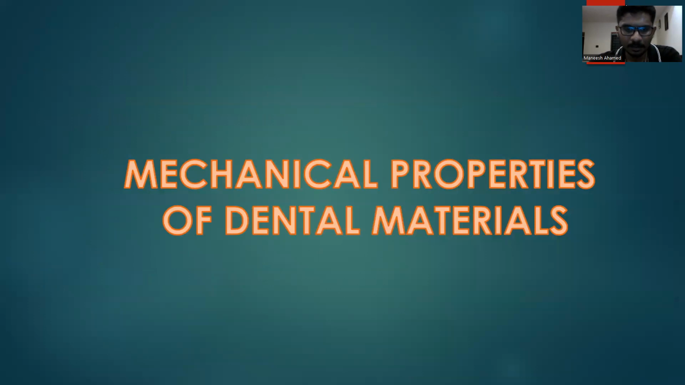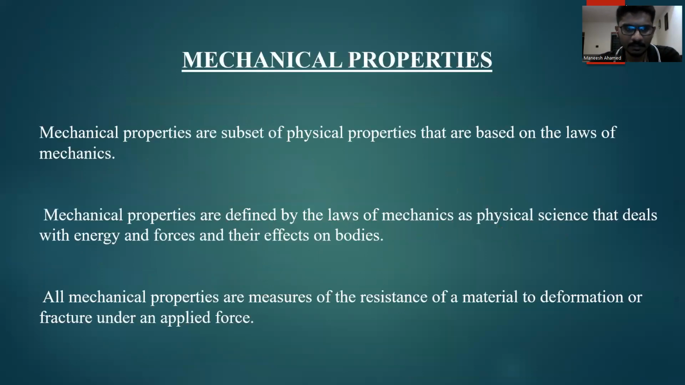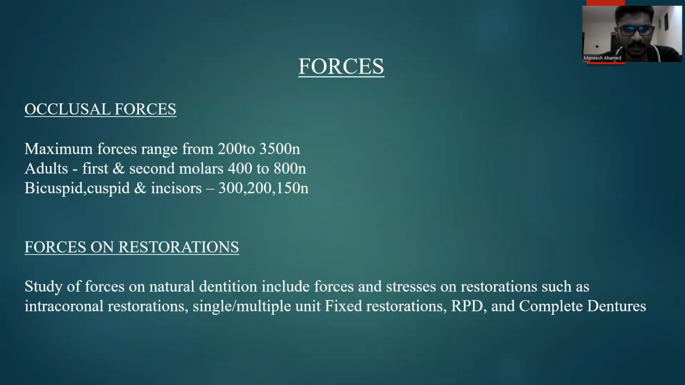Coming to the mechanical properties of dental materials. Mechanical properties are defined as a subset of physical properties that are based on the laws of mechanics. Mechanics is the physical science that deals with energy and forces and their effect on bodies. All mechanical properties are measures of resistance of a material to deformation or fracture under an applied force. The normal range of forces is 200 to 3,500 Newton.